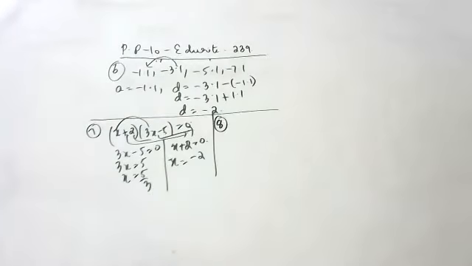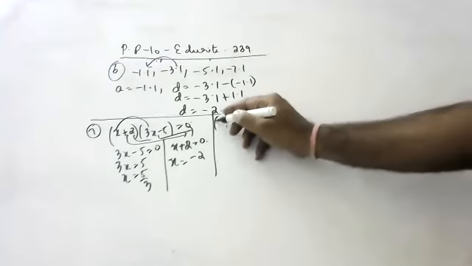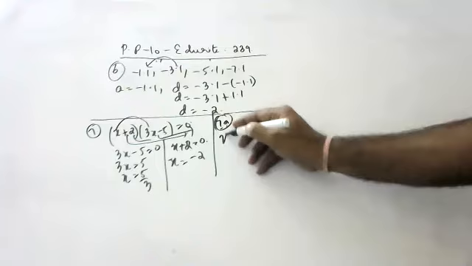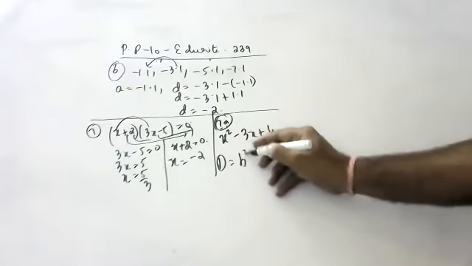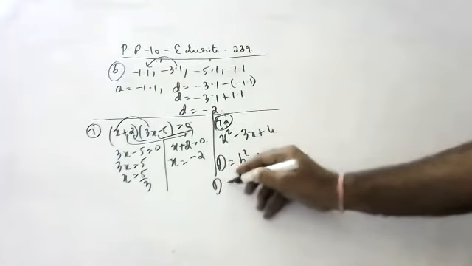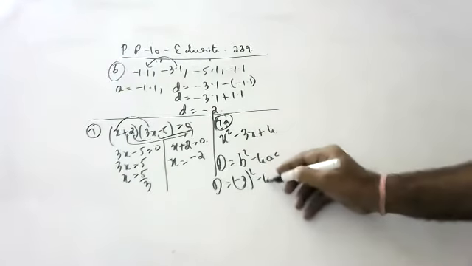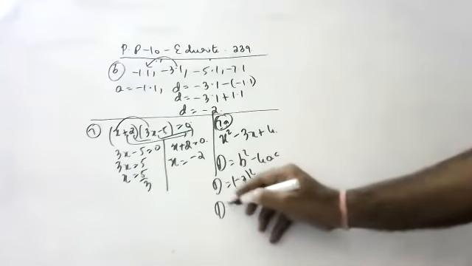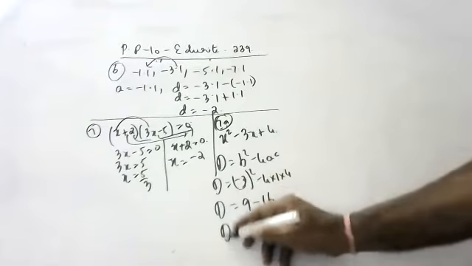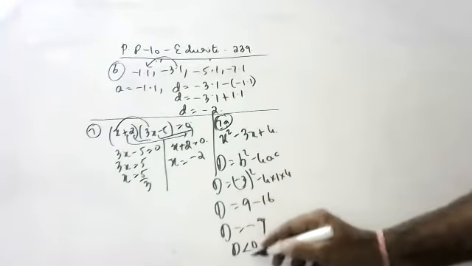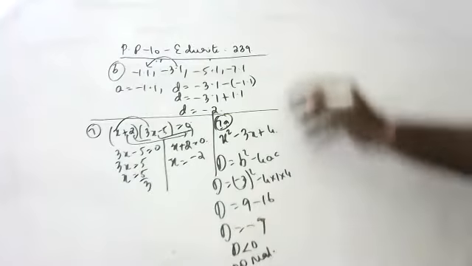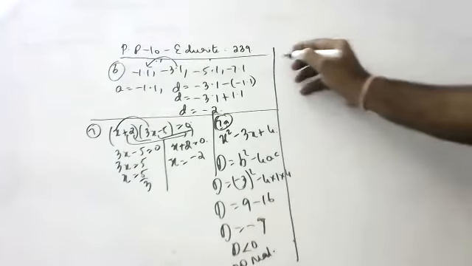Okay, eighth question, children. State whether the following quadratic equation has two distinct real roots or not. They have given the equation x square minus 3x plus 4. We will find the discriminant, B square minus 4ac. So the discriminant is minus 3 whole square minus 4 into 1 into 4, which is 9 minus 16, equal to minus 7. Because D is less than 0, no real roots are there.